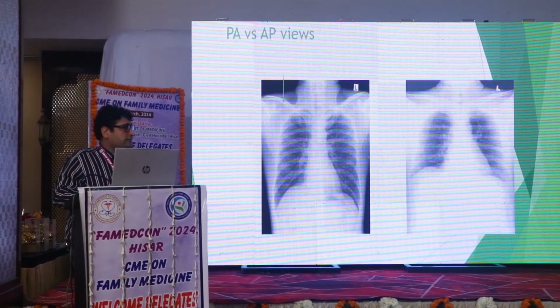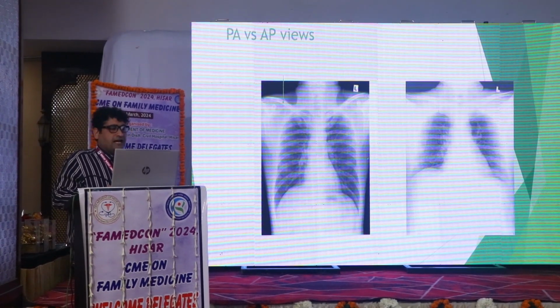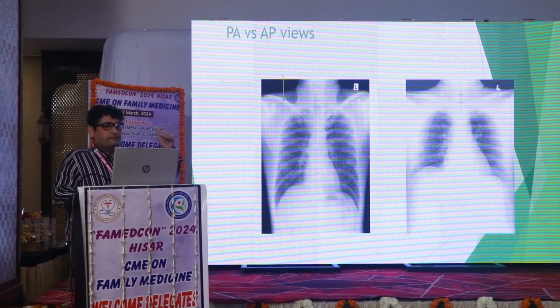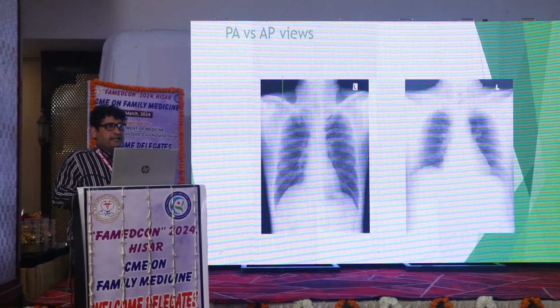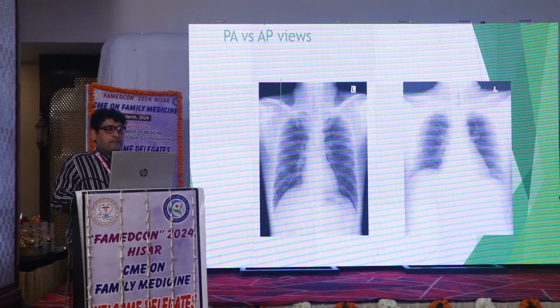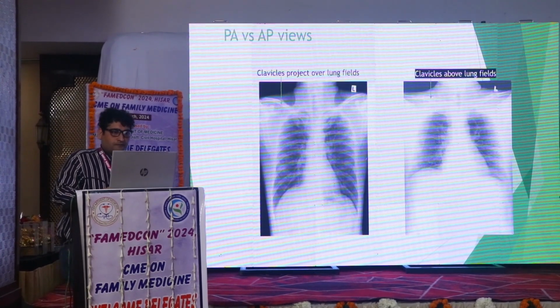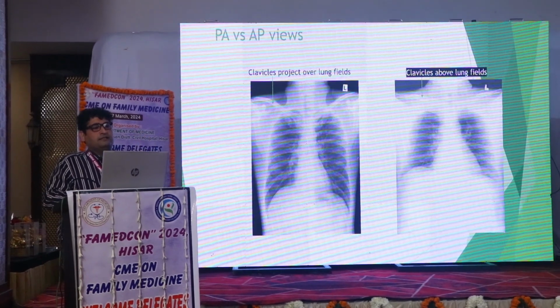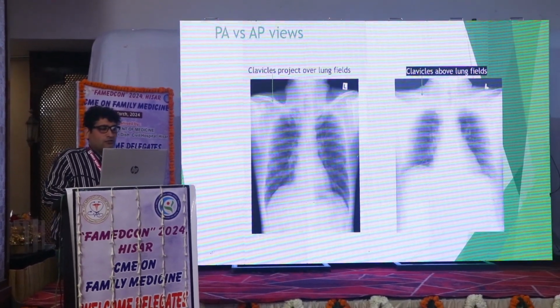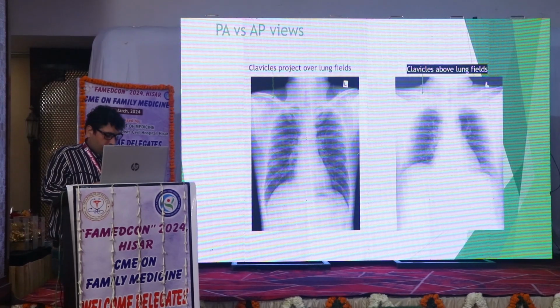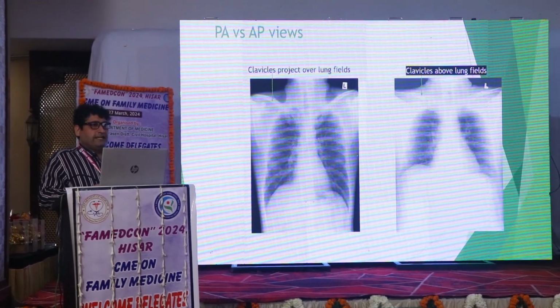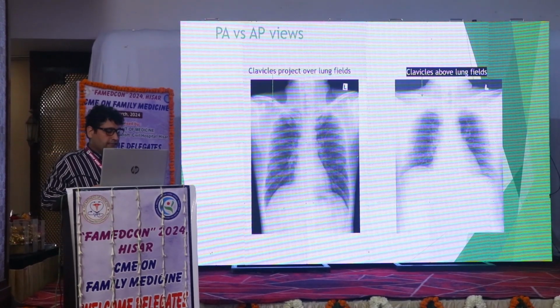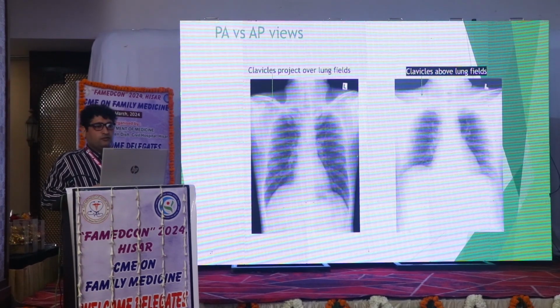Here in the first image, the clavicles are lying above the lung field and the medial end is lying within the lung field. In AP view, the clavicles are lying above the lung field. But in AP view, we are not able to delineate the lung pathology very well. So to see the lungs better, we do PA view only.